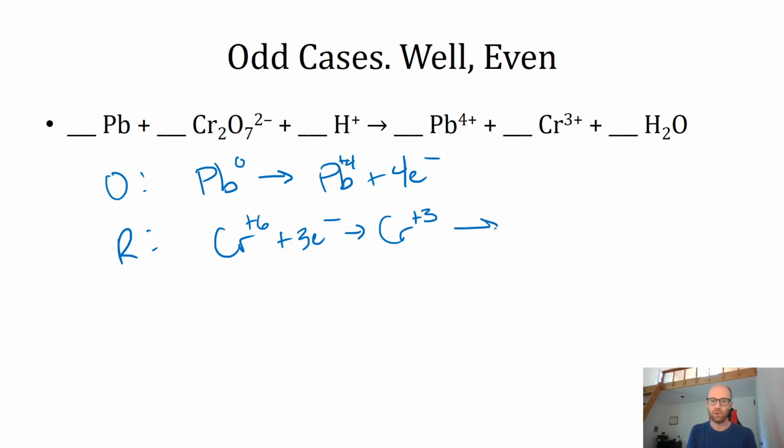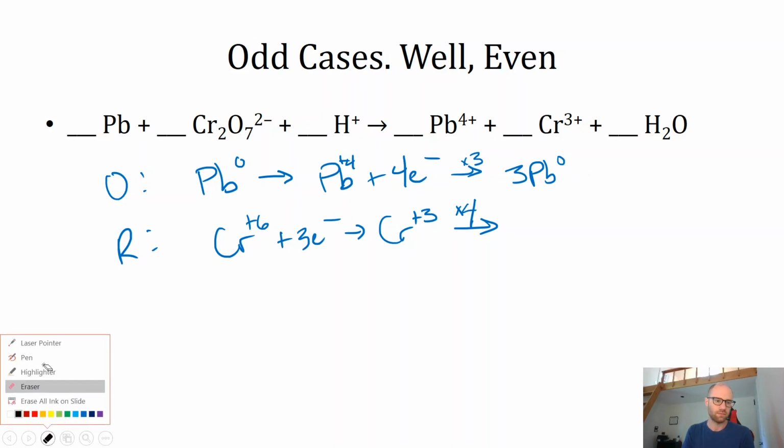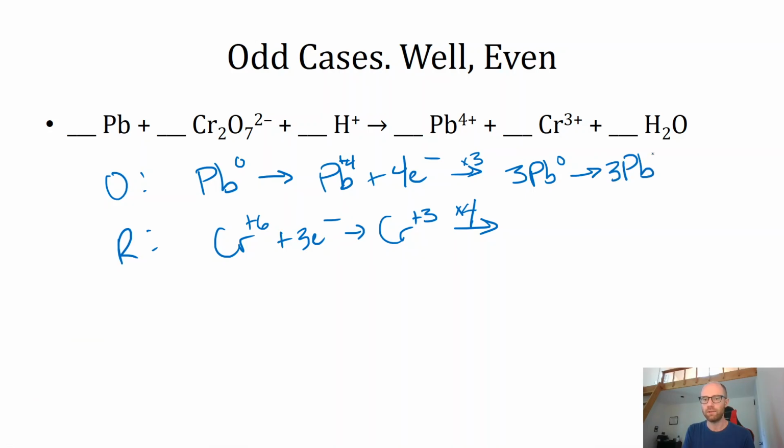So we're going to multiply this by 4 and this by 3, and we get 3 lead. Nope, not plus. Erase. 3 lead will become 3 lead plus 4 plus 12 electrons, and then the chromiums will get 4 Cr plus 6 plus 12 electrons becoming 4 Cr plus 3.